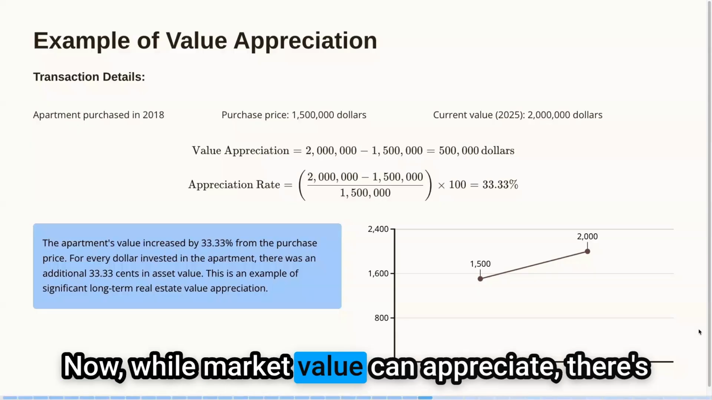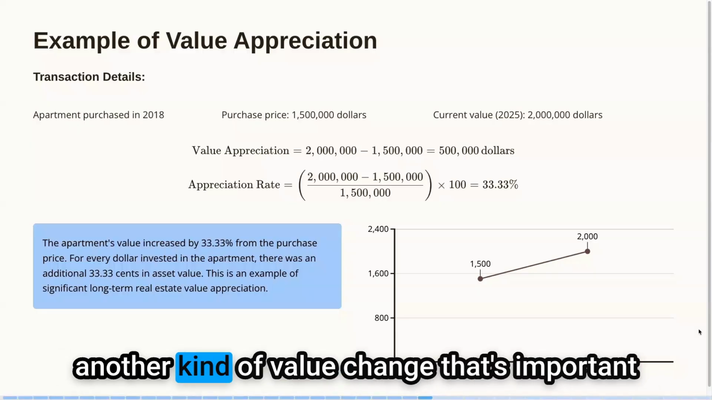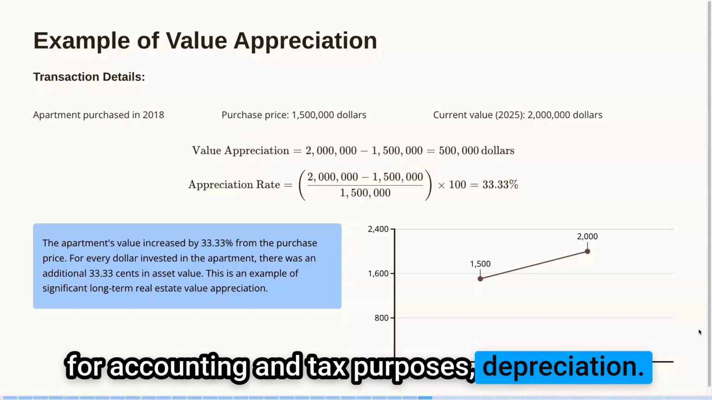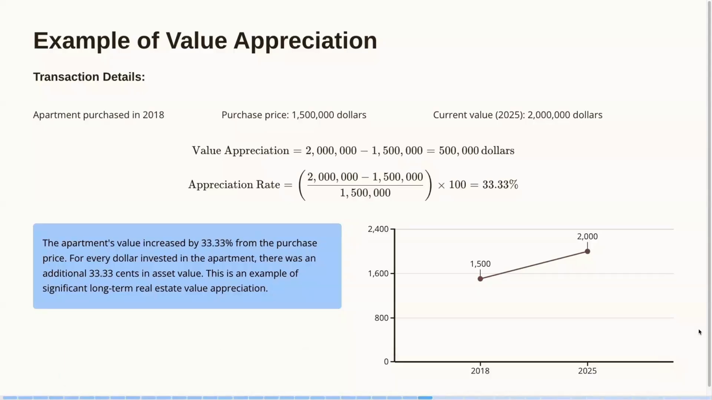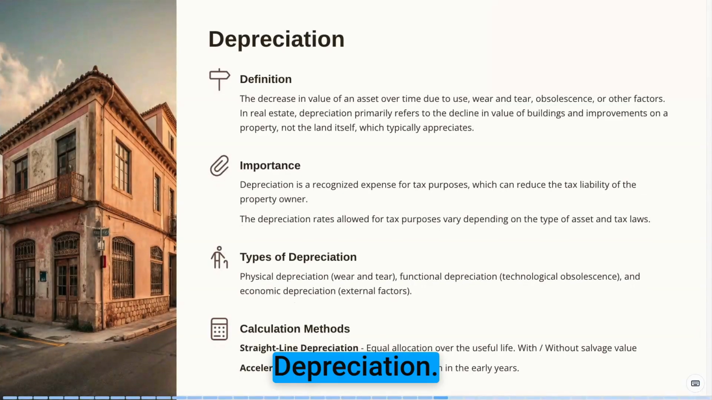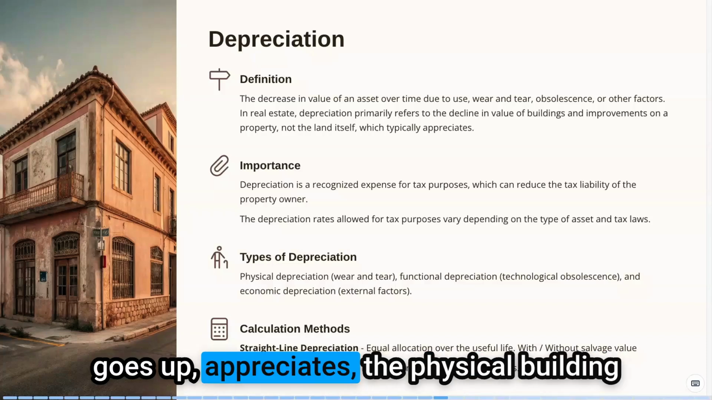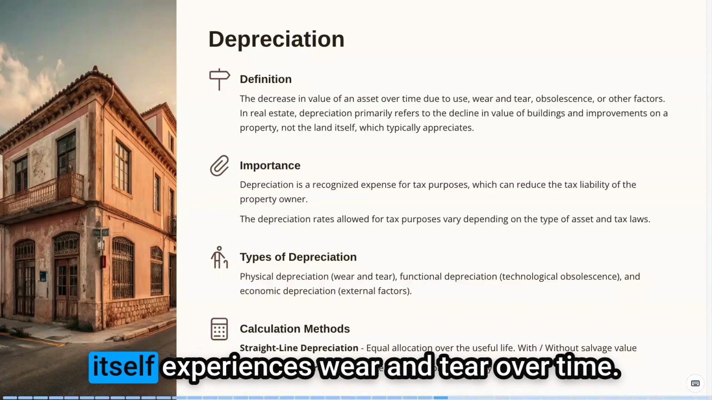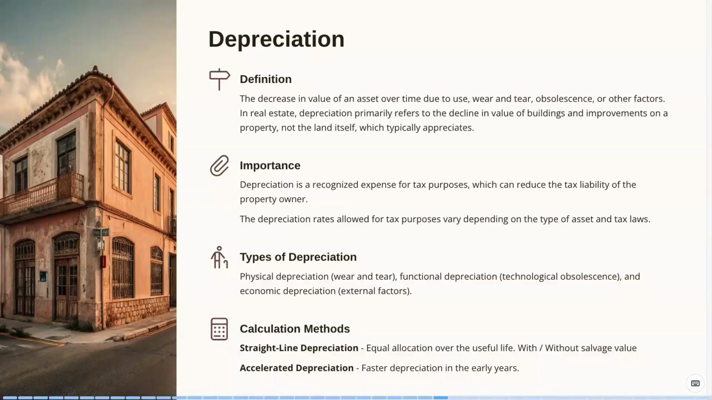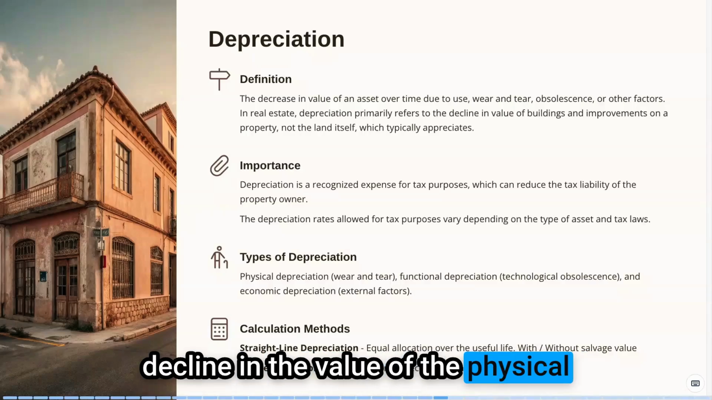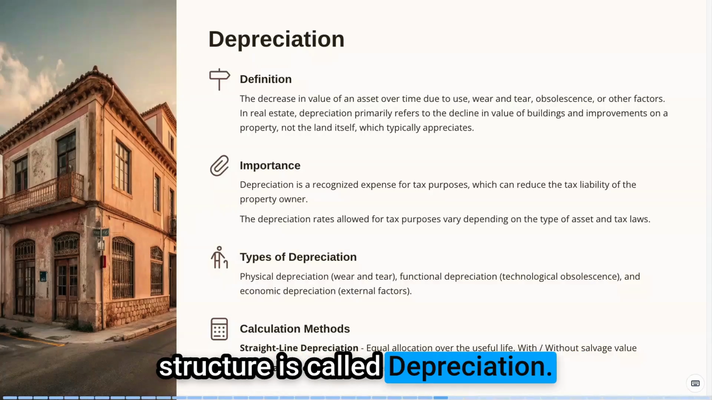Now, while market value can appreciate, there's another kind of value change that's important for accounting and tax purposes: depreciation. While we hope our property's market value goes up, appreciates, the physical building itself experiences wear and tear over time. For accounting and tax purposes, this decline in the value of the physical structure is called depreciation.